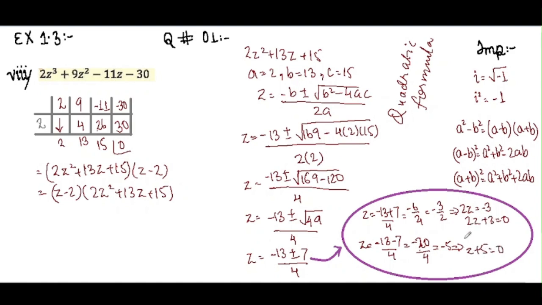2z plus 3, z plus 5, and here we get z minus 2. This whole term is divided into 2z plus 3 and z plus 5. So we are going to write these two terms in its place: z minus 2 into z plus 5 into 2z plus 3. So this is your answer.